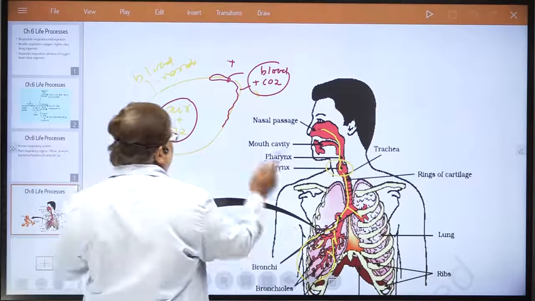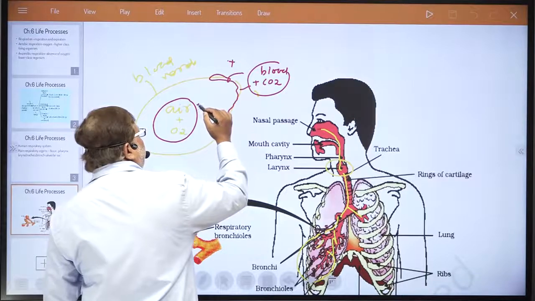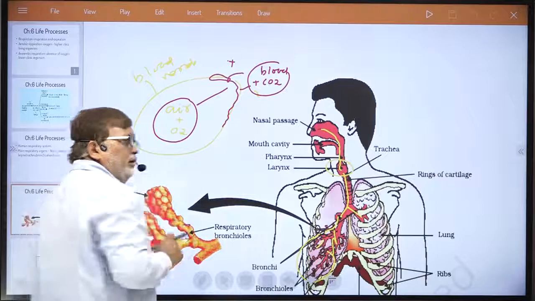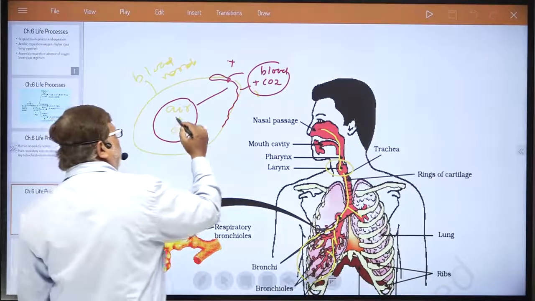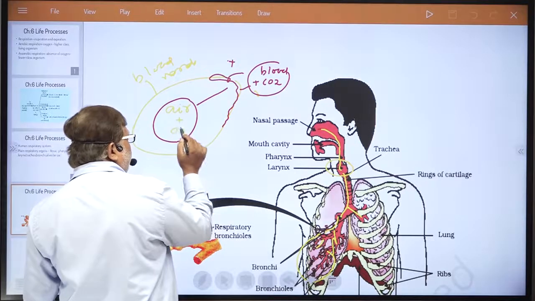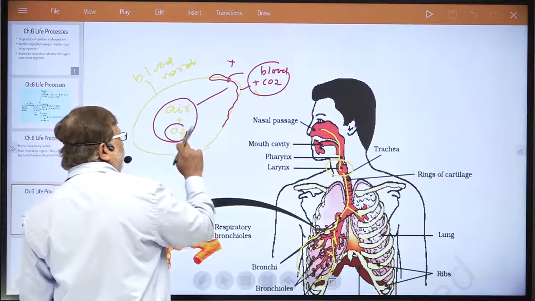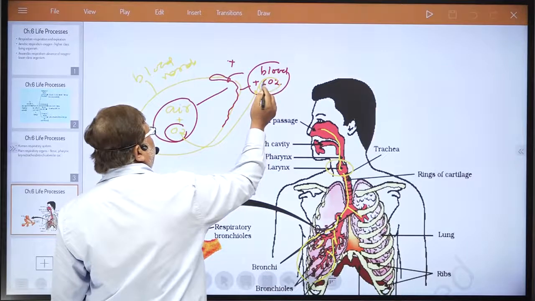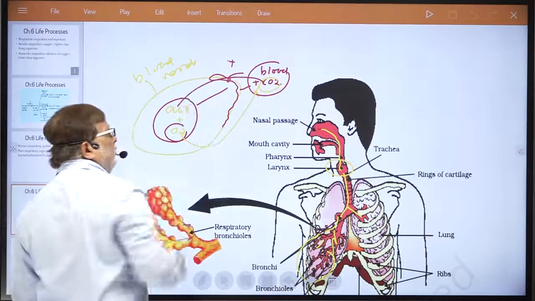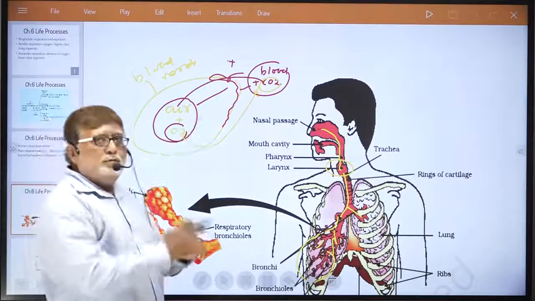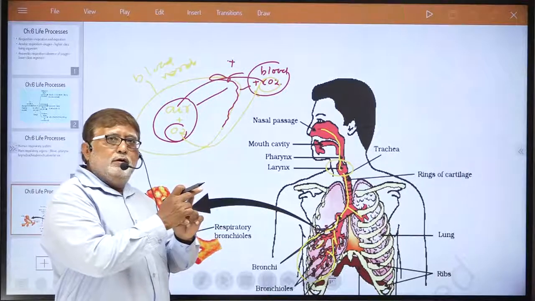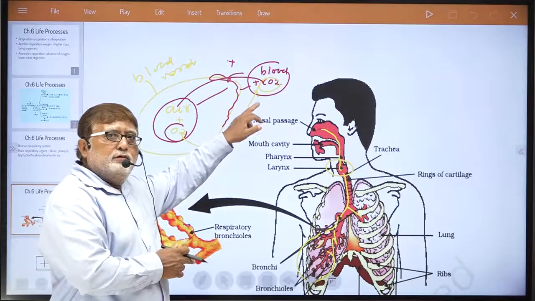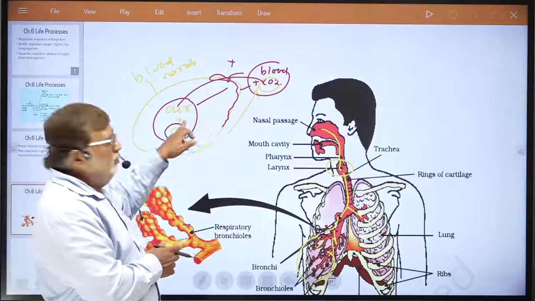Now what happens in alveoli? Exchange takes place. Try to understand, dear student. Oxygen from air diffuses to blood. And this carbon dioxide diffuses to air. So the process of diffusion takes place. Oxygen from air goes to blood. Carbon dioxide from blood goes to air.